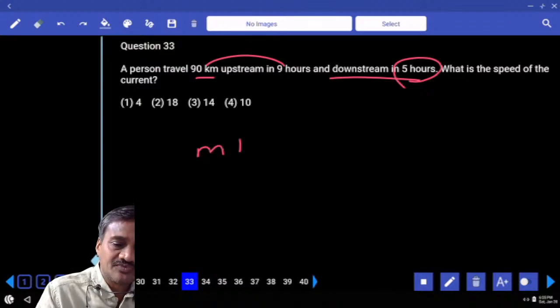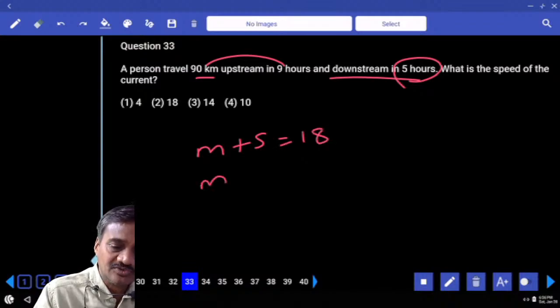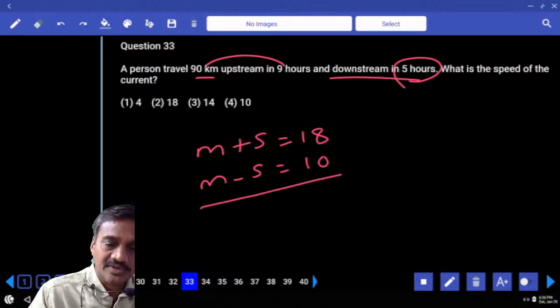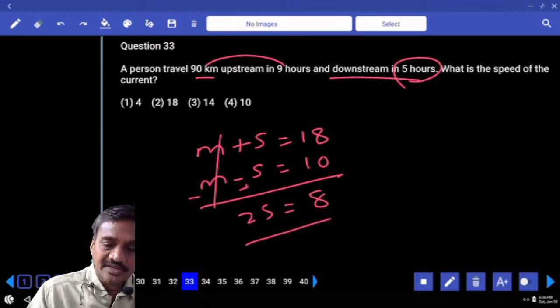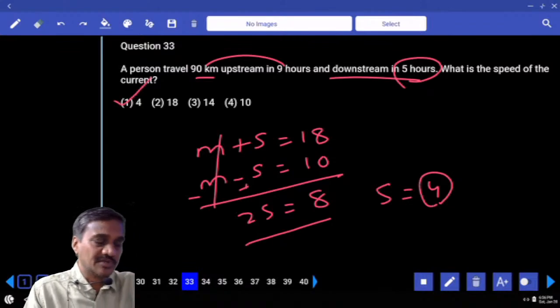Hence m plus s is 18. And m minus s, without that stream, now what is the distance here? 10. Then if you subtract this one, 2s equals 8. Then s equals how much? 4 kilometers. And 4 kilometers per hour, that is choice 1.